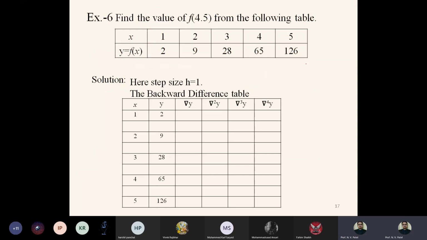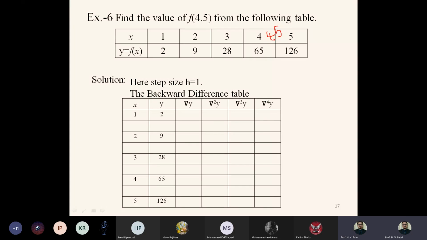So let's have an example, with tabular values similar to our first example of Newton forward. Here x is 1, 2, 3, 4, and 5, and the corresponding y values are 2, 9, 28, 65, and 126. Calculate the value of y, f of 4.5. 4.5 lies at the ending of our table.